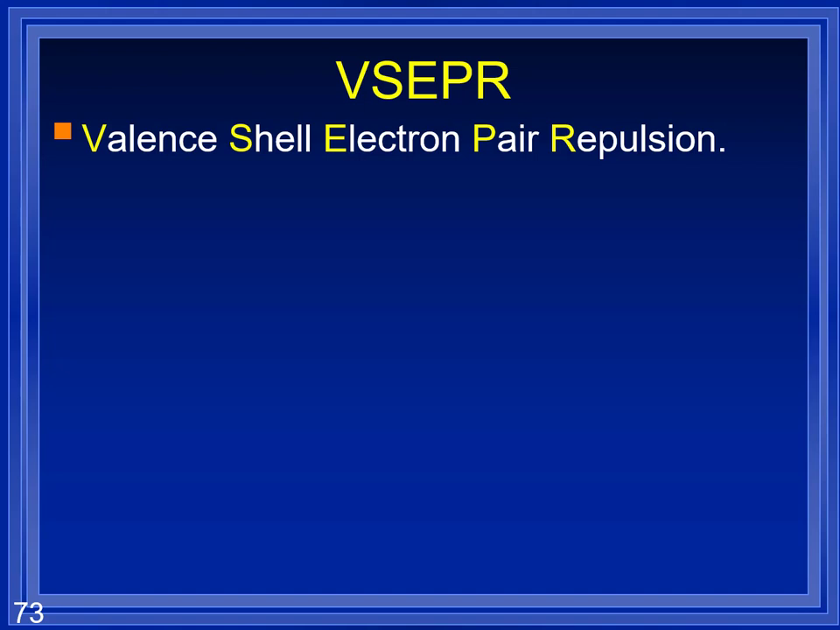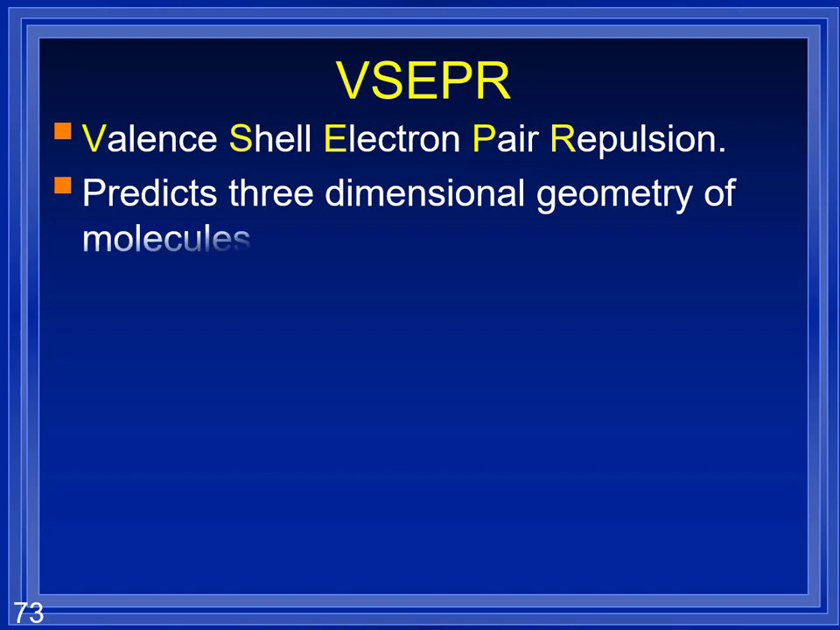And I said theory because it's an explanation of why things are the way they are. It's an explanation for why things are the shape they are. It helps predict the three-dimensional geometry of molecules. And it is really, really a simple idea. Just a simple idea can lead to really complex shapes.